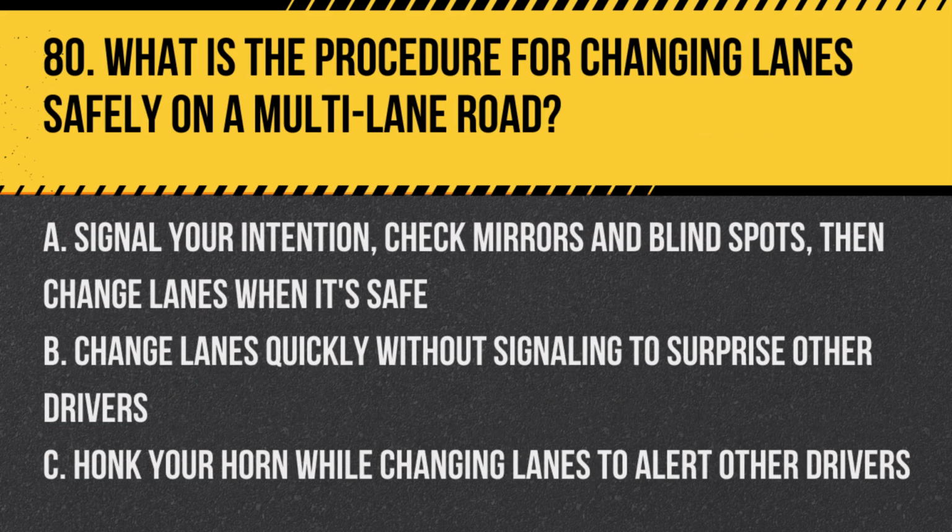Question 80. What is the procedure for changing lanes safely on a multi-lane road? A. Signal your intention, check mirrors and blind spots, then change lanes when it's safe. B. Change lanes quickly without signaling to surprise other drivers. C. Honk your horn while changing lanes to alert other drivers. Answer: A. Signal your intention, check mirrors and blind spots, then change lanes when it's safe. This ensures that lane changes are made safely and predictably.